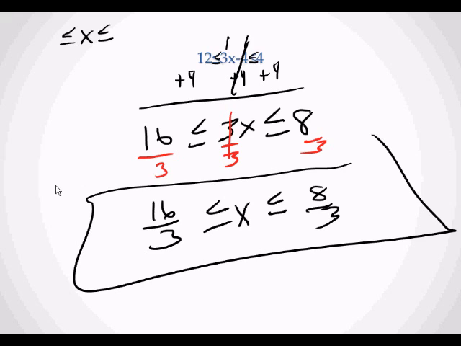Don't change it to decimals. Leave it as a fraction. Try to reduce it if you can, and we're fine. Don't change it to mixed numbers. You won't see any mixed number answers, I don't believe. So this is our answer. X is between 8 over 3 and 16 over 3.